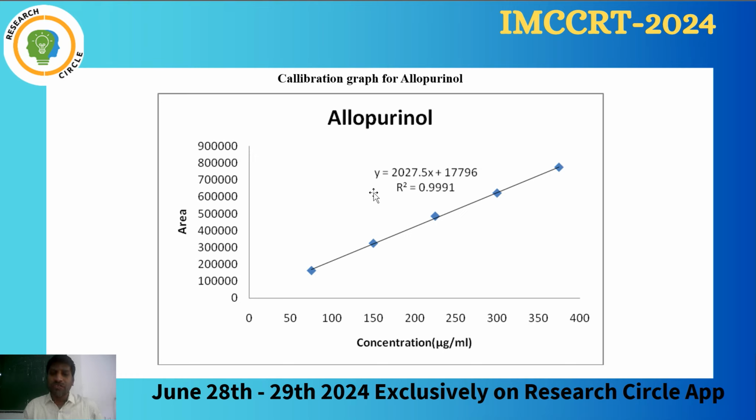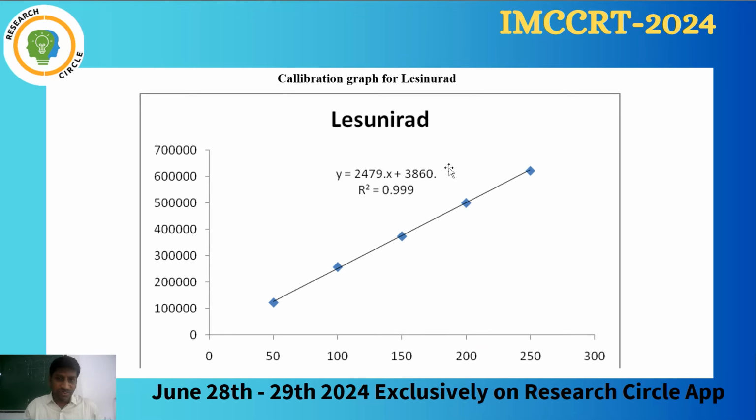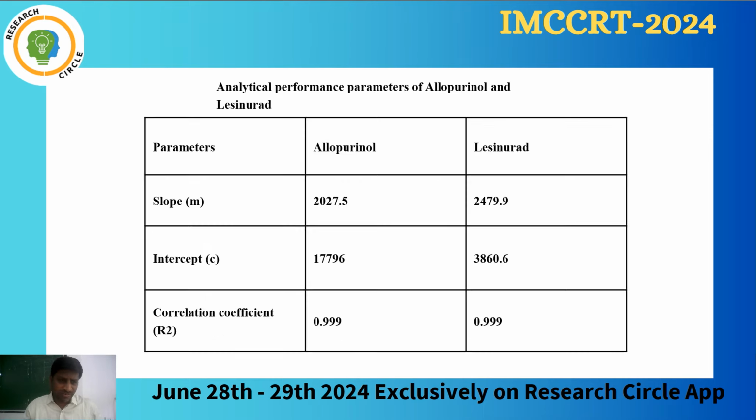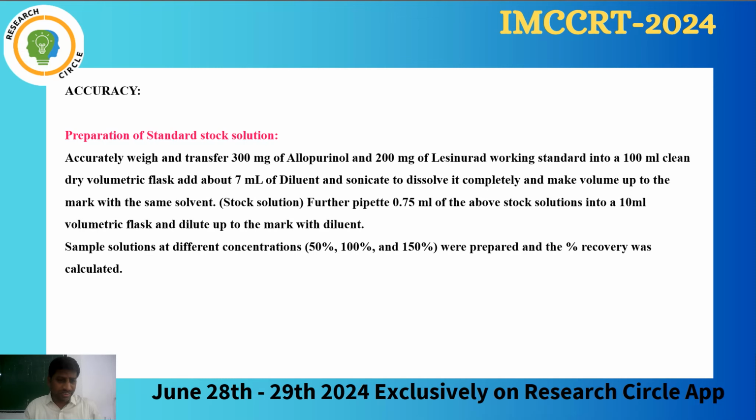The correlation coefficient should be 0.999. So for allopurinol, the correlation coefficient is 0.999, and for Lesinurad, we also got a correlation coefficient of 0.999. So it was within the acceptance criteria as per ICH guidelines. This correlation coefficient value was present within the acceptance criteria.